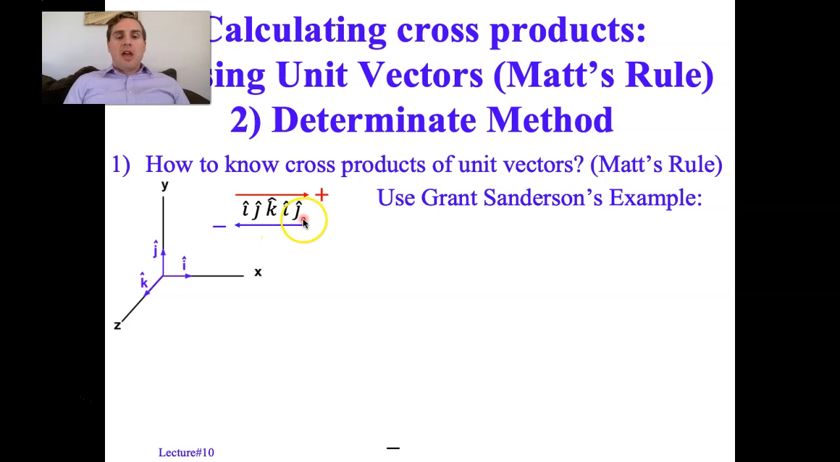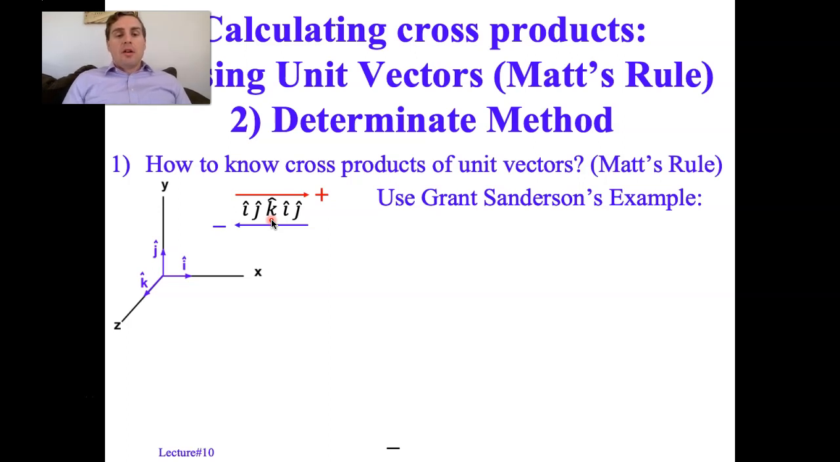Let's think about j hat cross i hat. So if I perform j hat first and I cross with i hat, my thumb points in the negative k hat direction. Why? Because I'm moving left on Matt's rule. And I can confirm that with the right-hand rule.